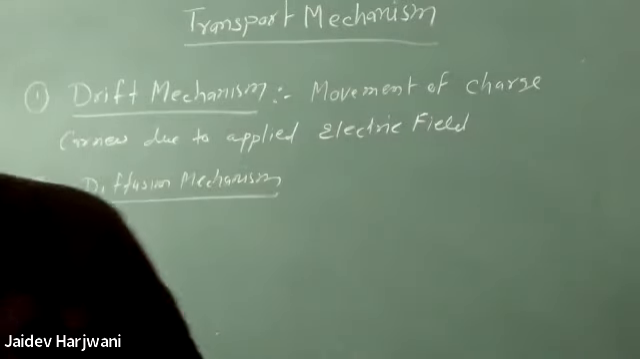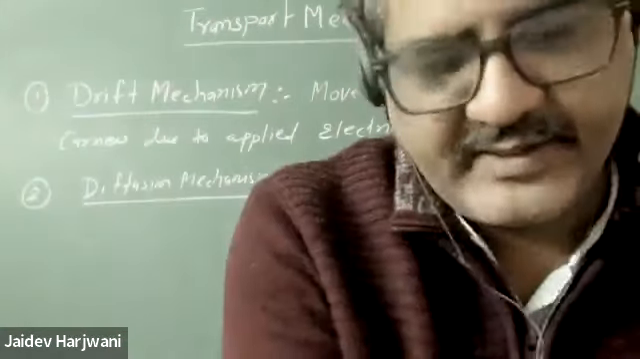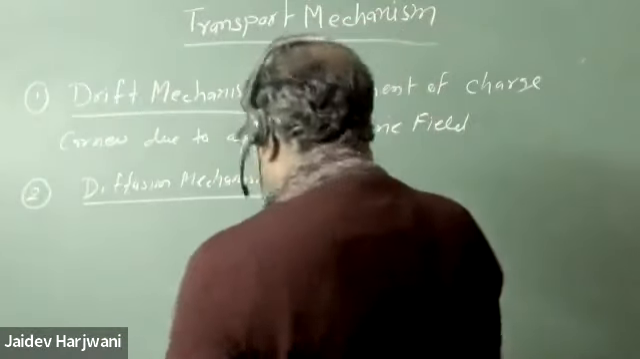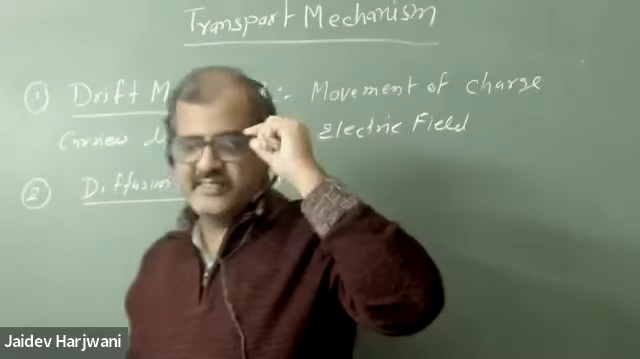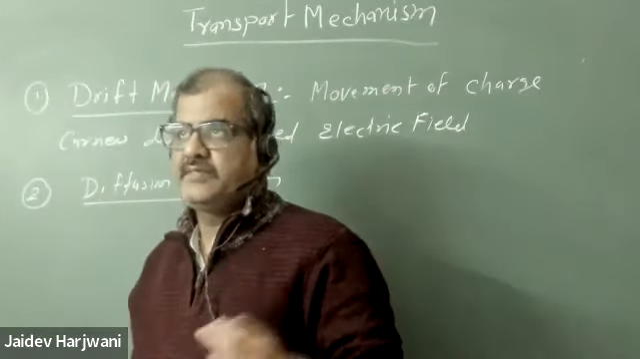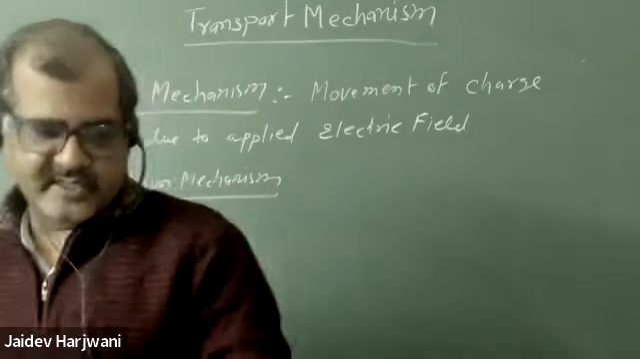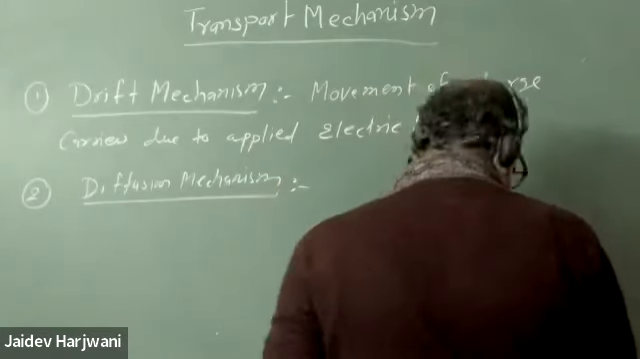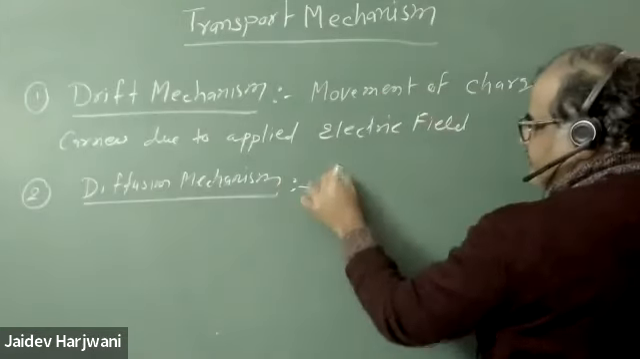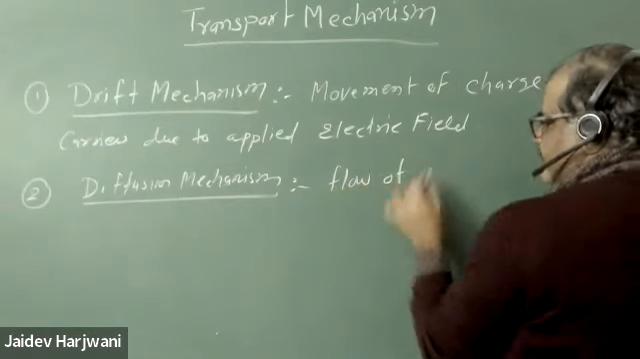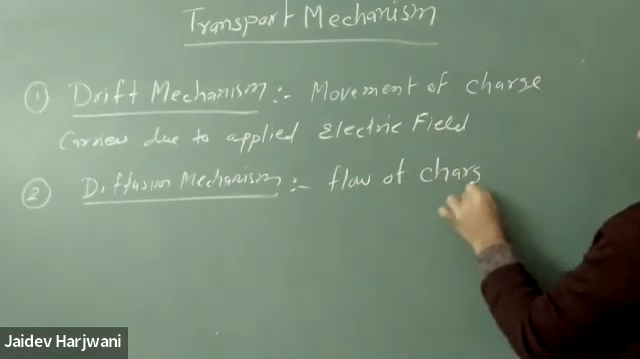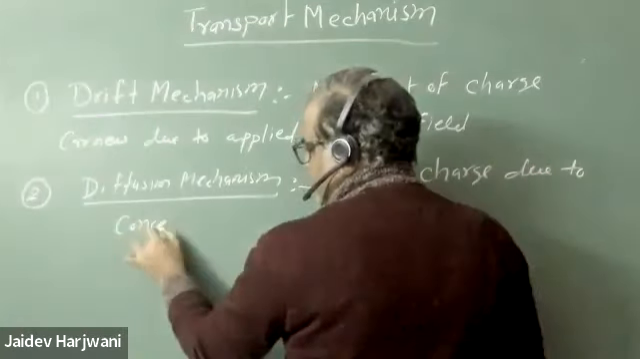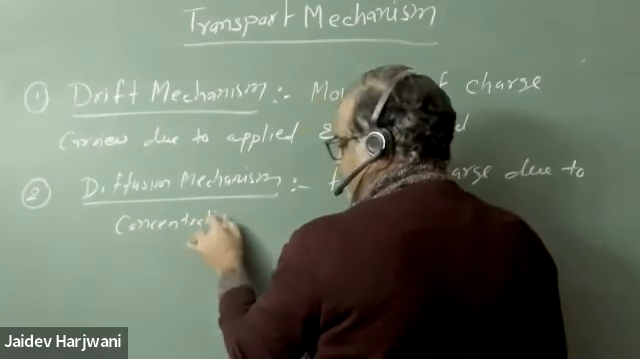Diffusion mechanism means whenever there are excess charge carriers, whenever there is a concentration gradient, the charges start moving due to the concentration gradient. For example, if I have a P type junction, the diffusion mechanism is the flow of charge, or movement of charge, due to concentration gradient.